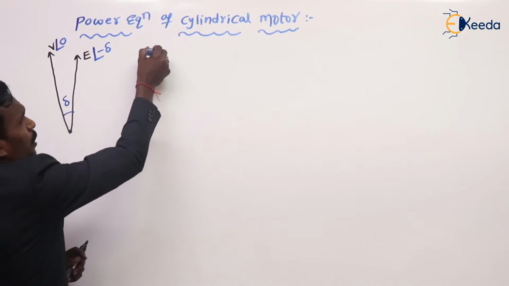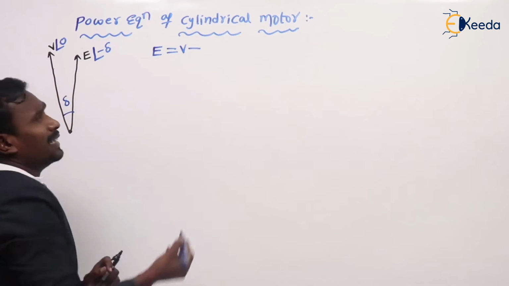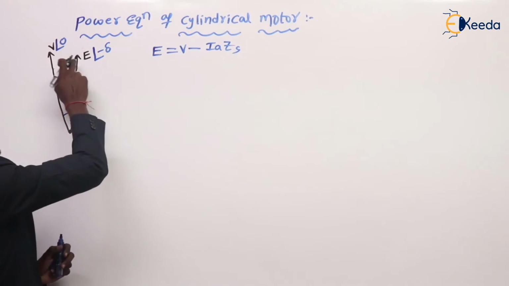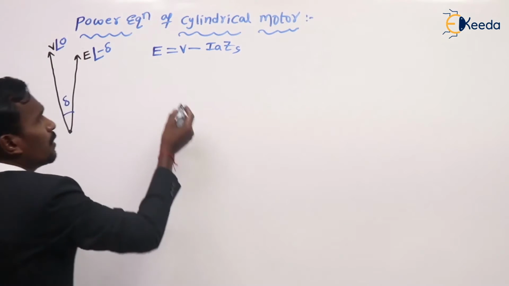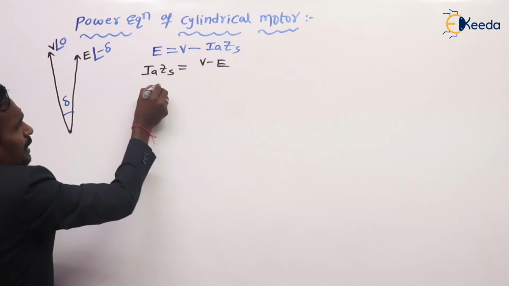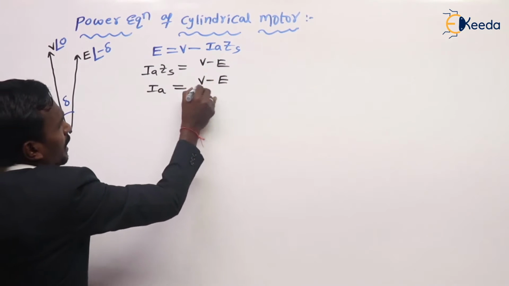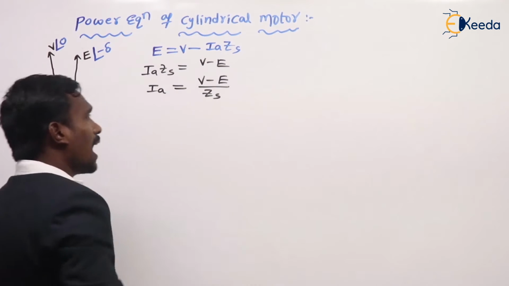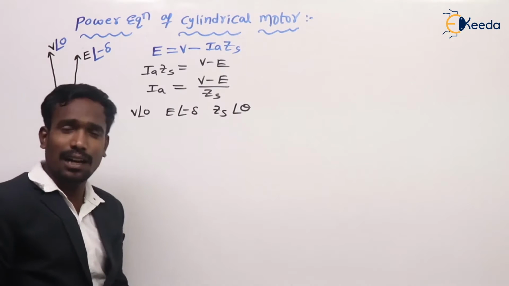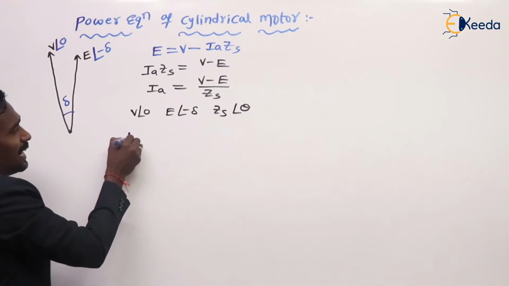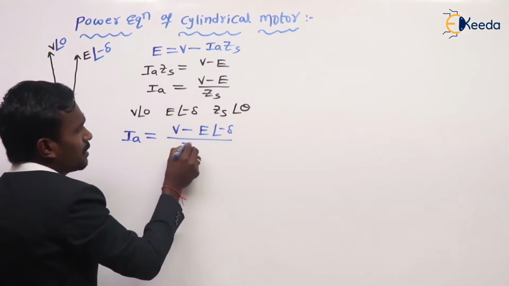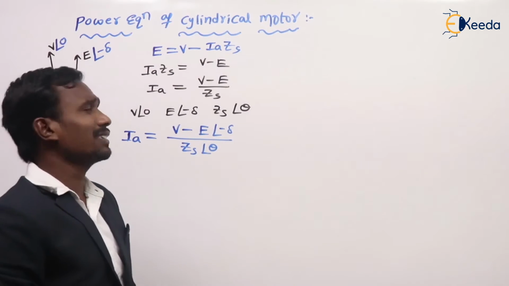Next, generally for a motor, E is equal to V minus IA ZS. Yes or no? Generally the E value is less than V; V is more for a motor. Now from this, IA ZS is equal to V minus E, so IA is equal to (V minus E) upon ZS. Voltage is the reference, EMF is at an angle minus delta, and ZS is at the impedance angle theta. Are you okay? So IA is equal to (V minus E at an angle minus delta) upon ZS at an angle theta. This is exactly what IA is.